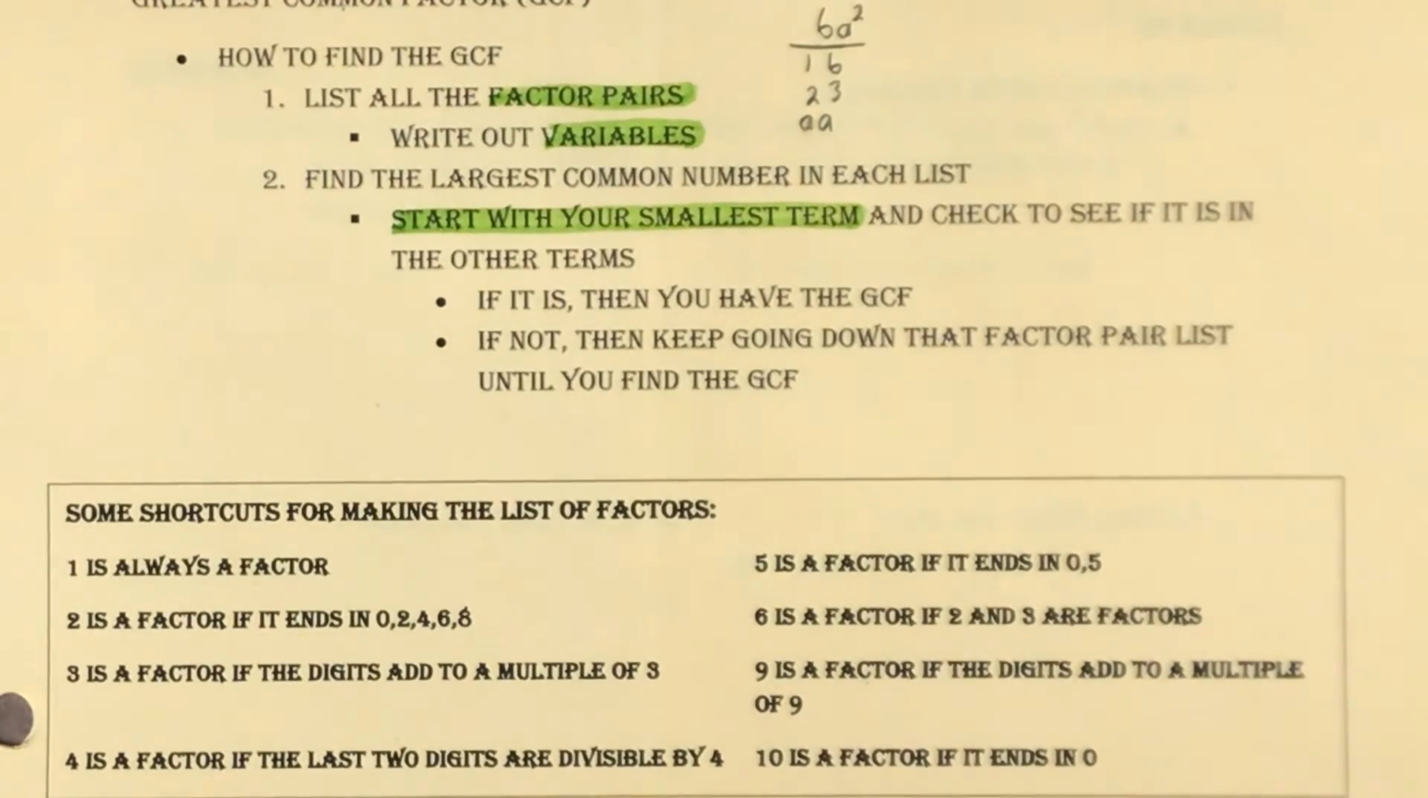So those are just some helpful things to remind you of what's going on there. But they're not required. You don't have to use any of those. If you just prefer to go down the list, which is what I do, then that's just fine. But if these will help you remember what numbers are factors of that term, then please use them to your advantage.